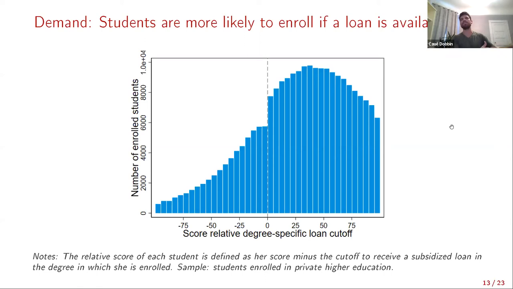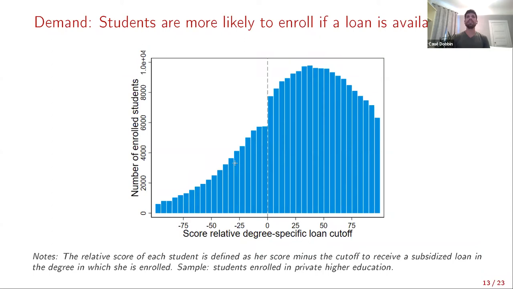Another degree, 500 points. And then what I'm showing here is the distribution of student scores relative to the cutoff in the degree where she enrolled. So here to the right of zero, I'm showing people that enrolled in a degree for which they scored above the minimum to get the loan. And here to the left of the zero, I'm showing people that enrolled in a degree for which they scored below the minimum to get a loan, because they can still enroll, they just won't be able to get a loan. And you see you have a big jump at zero.